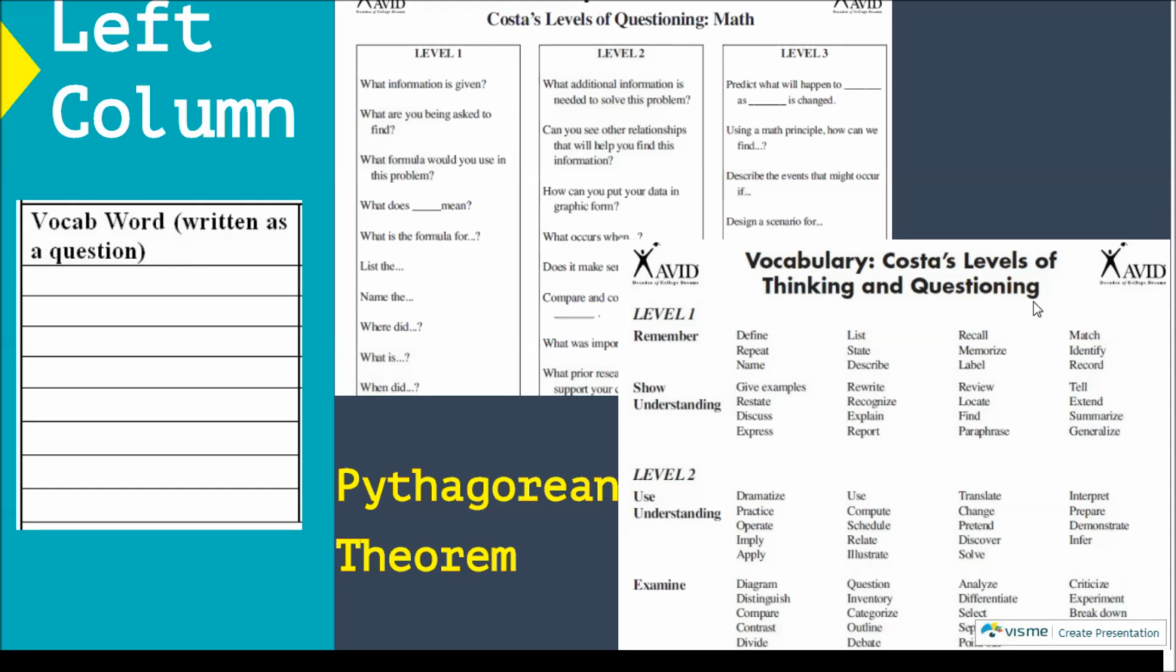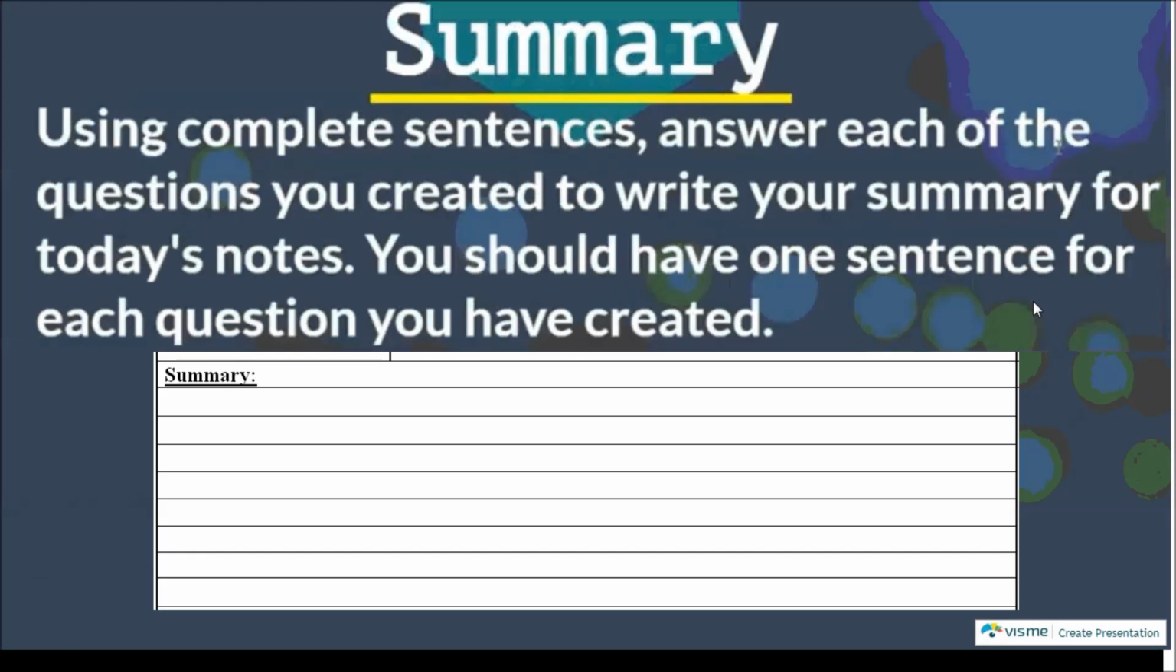So now that we've finished asking our last question, let's move on to the most important part of our notes. Using complete sentences, these aren't bullets, complete sentences like a paragraph, you're going to answer each of the questions that you created. To write your summary for today's notes, you should have one sentence for each question you have created. Go back and count how many questions you have. That's how many sentences. So you don't have to ask me or Mr. Schrag how long it has to be. Just count your questions. That's how many sentences your answer should be, at least.